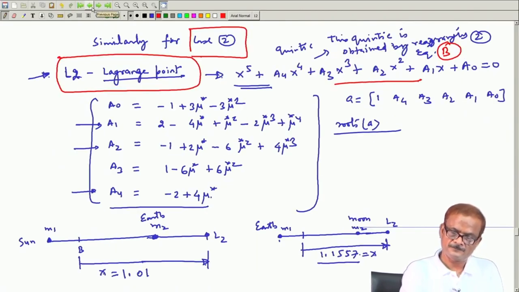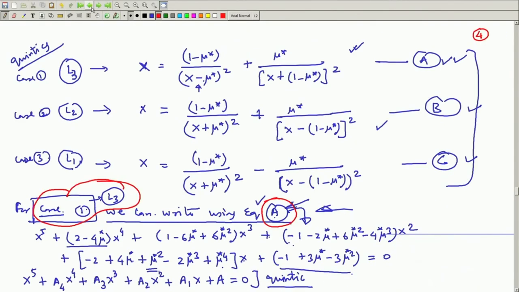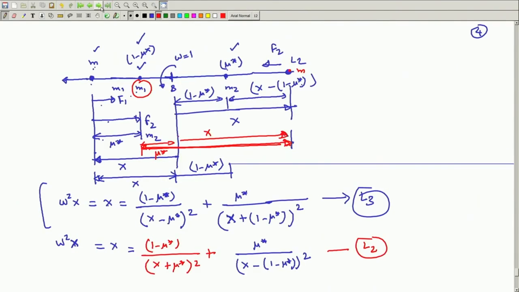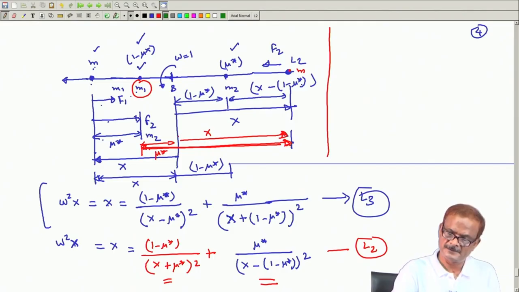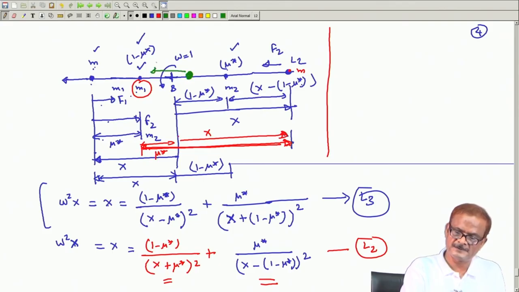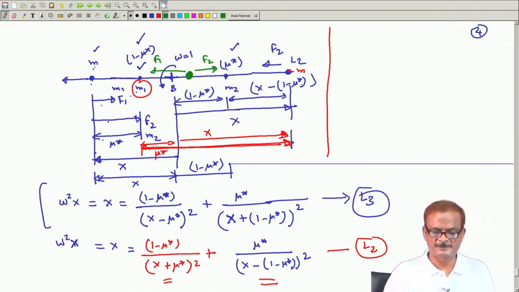For the L 2, this is 1 minus mu star, x plus mu, and here x minus 1 minus mu. So, immediately we have got the solution. Similarly, if the point is lying intermediate somewhere here in this place, due to m 1 the force will act in this direction which is F 1, and due to m 2 force will act in this direction which is F 2. So, they are opposing each other.